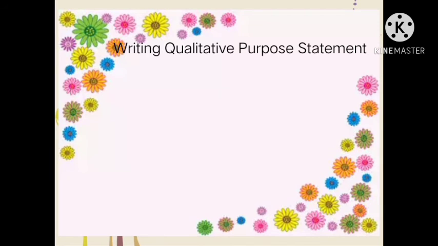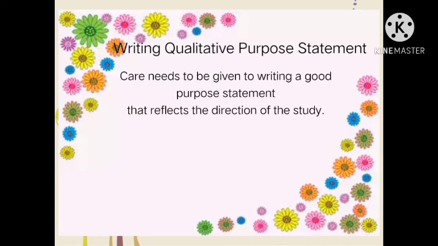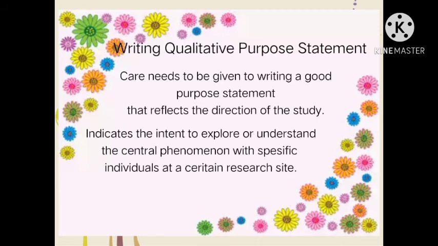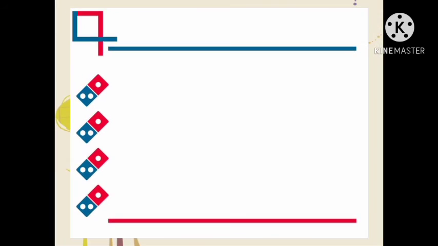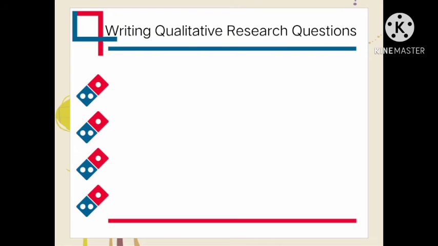First, care needs to be given to writing a good purpose statement that reflects the directions of the study, and then indicates the intent to explore or understand the central phenomenon with specific individuals at a certain research site. Inquirers write this purpose statement as a single sentence, typically included in a study at the end of the introduction. And the last material is writing qualitative research questions.